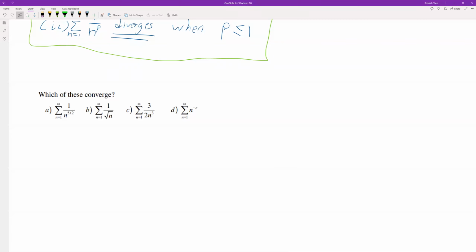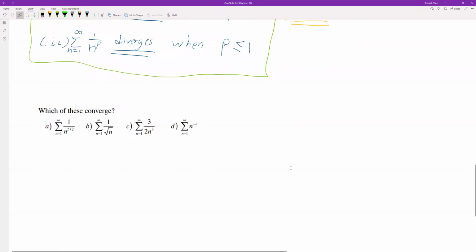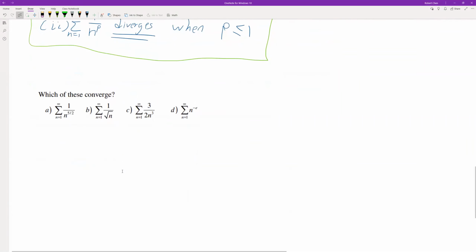All right, let's do another exercise. Here I have 4 infinite series. Now they are all p series. Go ahead and take a minute, pause the video, and determine whether they converge or diverge given our result from above, the p series result, okay?